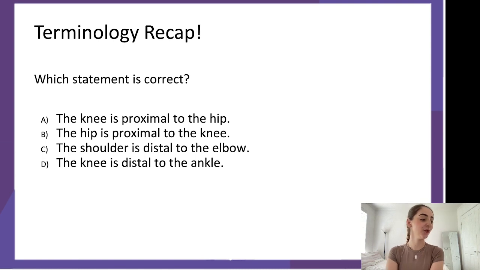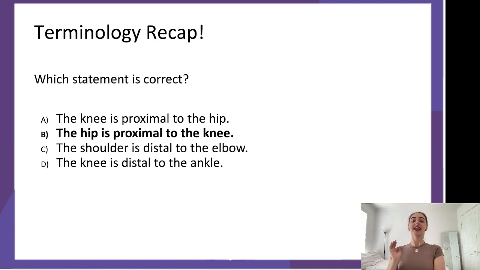All right, cool. Correct answer is the hip is proximal to the knee. Okay, remember, proximal means closer to the attachment. And the knee then would be distal to the hip. So proximal is closer to the first attachment, distal is moving away from it.